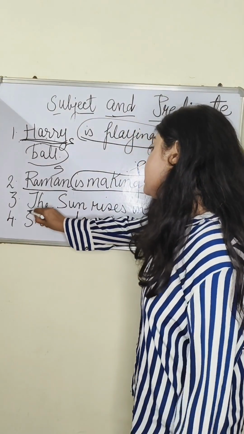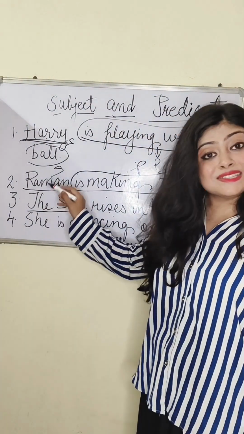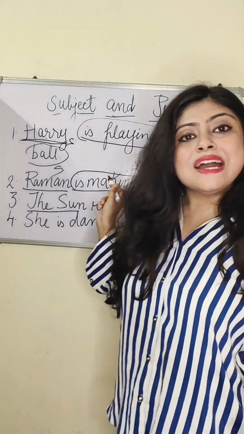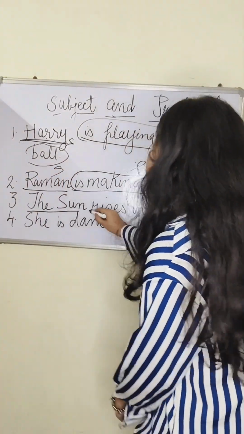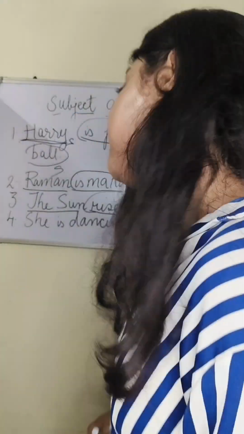Next is, the sun rises in the east. Now can you tell me, who is the subject? Who rises? Who is a doer or an actor? Who or what the sentence is about, that is the subject. So here in this sentence the subject is the sun. What does the sun do? Rises in the east. So this is your predicate. The sun is the subject and rises in the east is your predicate.